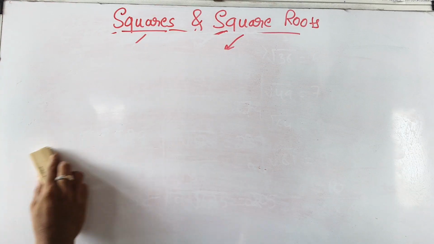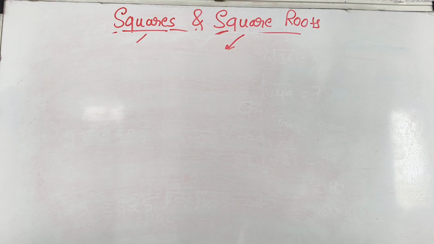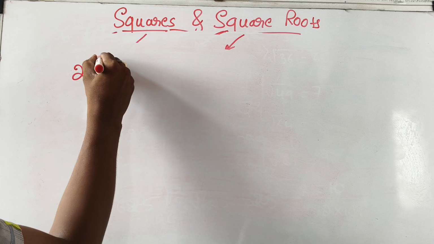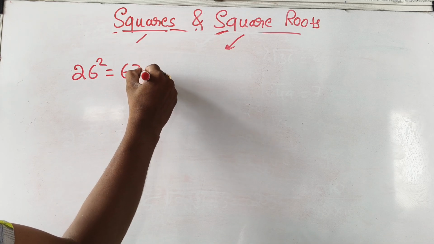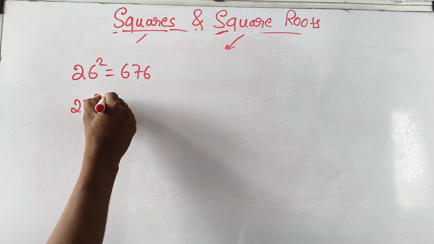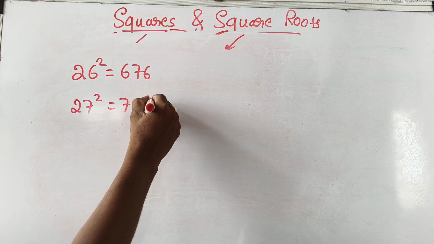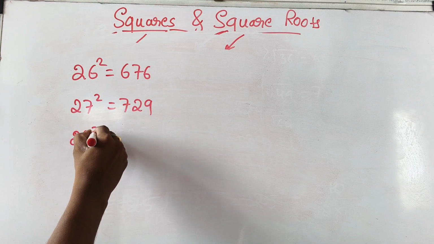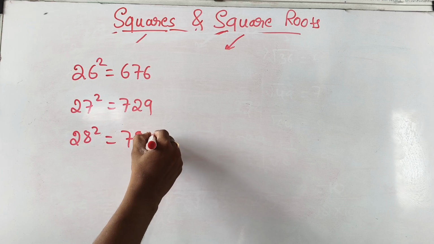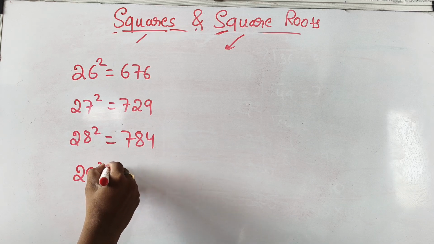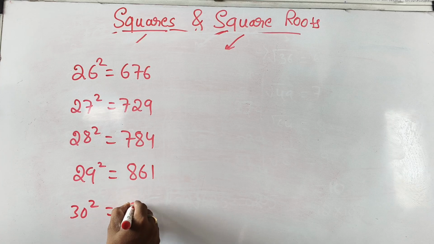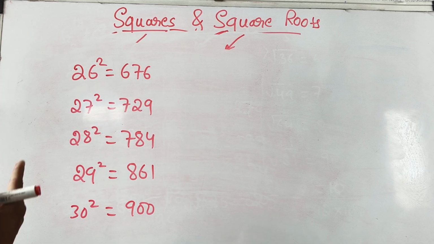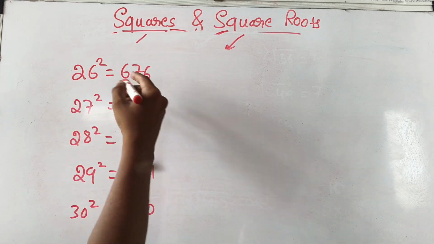Dear students, just to remember all these square numbers and square root numbers as the basics in mathematics. Now, 26 square is equal to 676. 27 square is equal to 729. 28 square is equal to 784. 29 square is equal to 861. 30 square is equal to 900. See, now we wrote the square numbers.